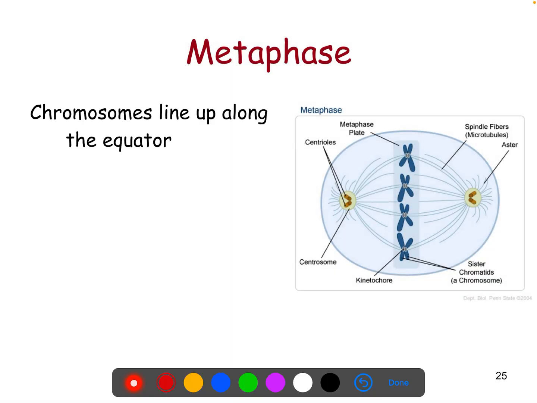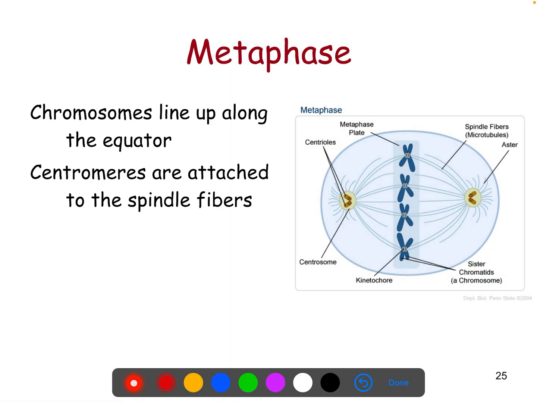Then we move into metaphase. In metaphase, the chromosomes will line up along the equator here, or what's called the equatorial plate, or sometimes the metaphase plate. At this point here, the centromeres are attached to these spindle fibers right here. You can see each centromere is attached to a spindle fiber. And the spindle fibers are kind of moving around a little bit. They're vibrating and pulling, and there's kind of like a tug of war going on as it tries to pull apart the sister chromatids.